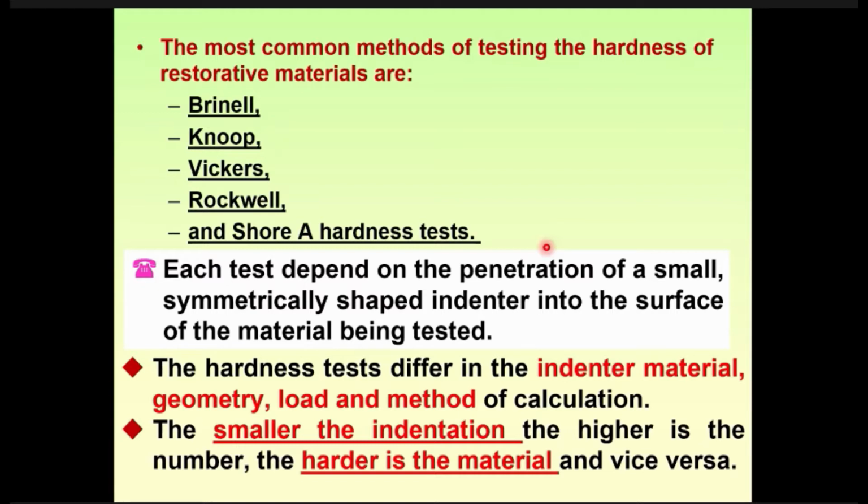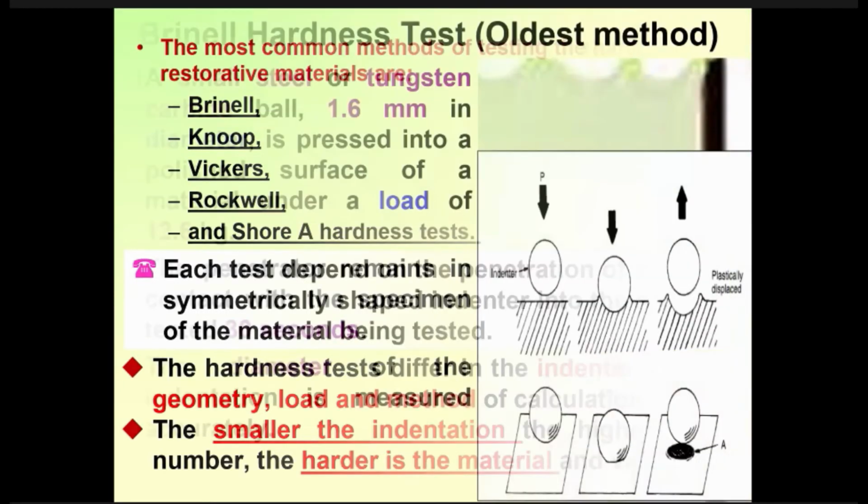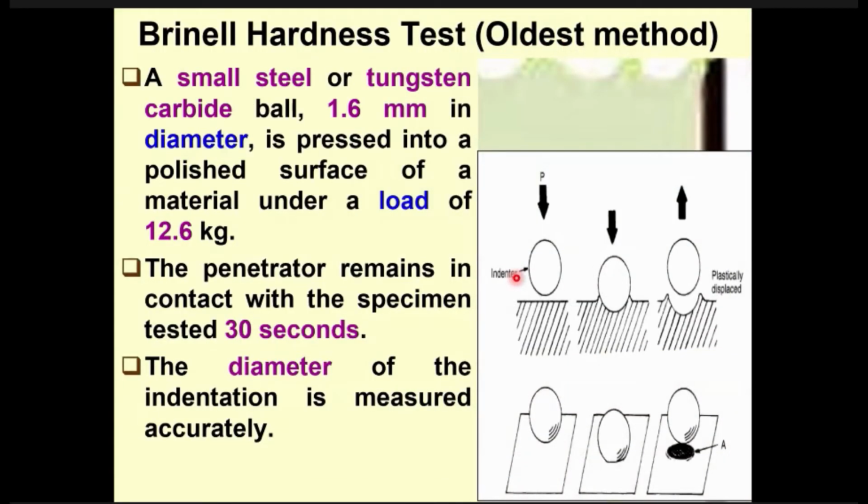But what is the difference? So now we will focus on the difference. The difference is in terms of indenter material, size and testing method. Let's discuss these methods one by one. First of all, it comes the Brinell hardness testing method, which is the oldest method used for testing material.